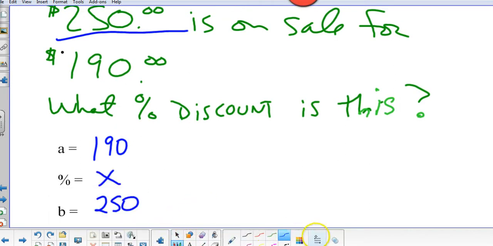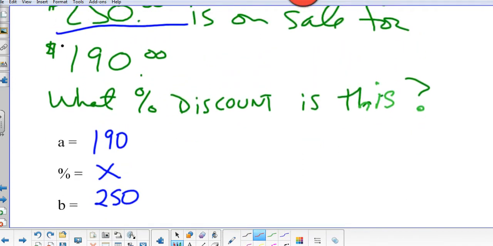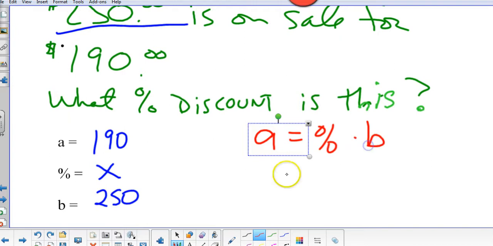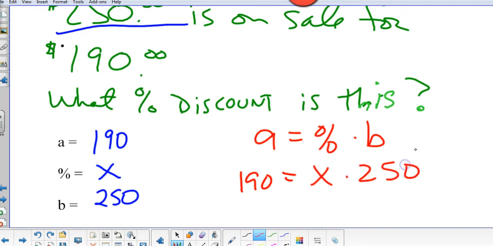All right. But now that I have the A, the percent, and the base, I can use my formula and substitute in that 190 equals X times 250. And then to solve this, I divide both sides by 250. I get 0.76 equals X.